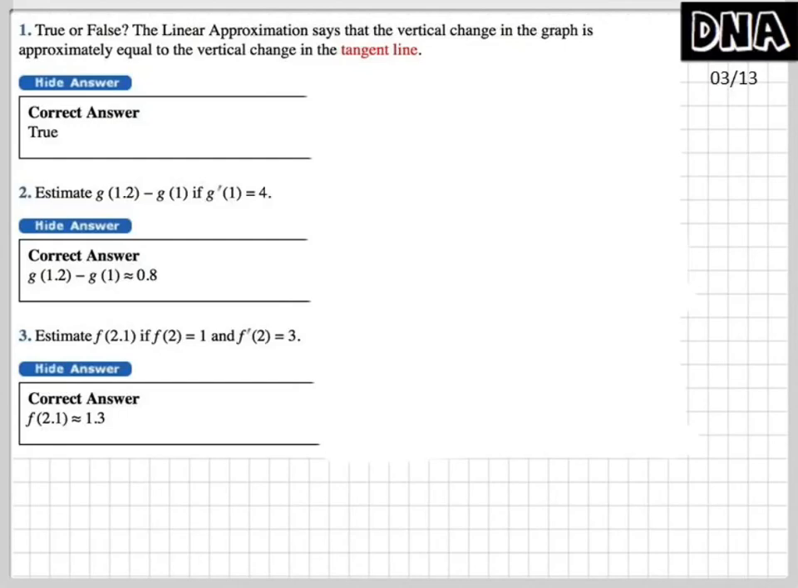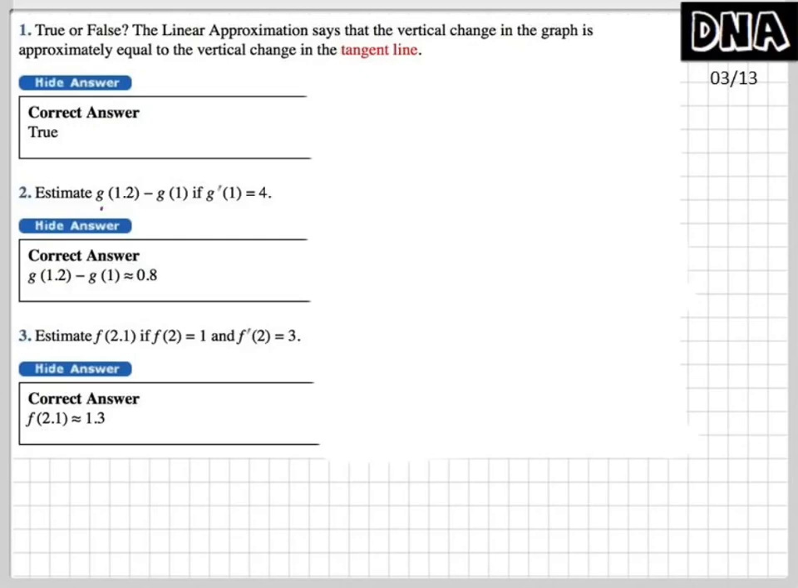So let's look at number 2. We'll explain why that is true by doing this right here. I'm going to use an illustration to help us understand this question. This says estimate. That's the nature of our section right here. We're doing a lot of estimating. Estimate this if you know this. So what is that actually asking us?